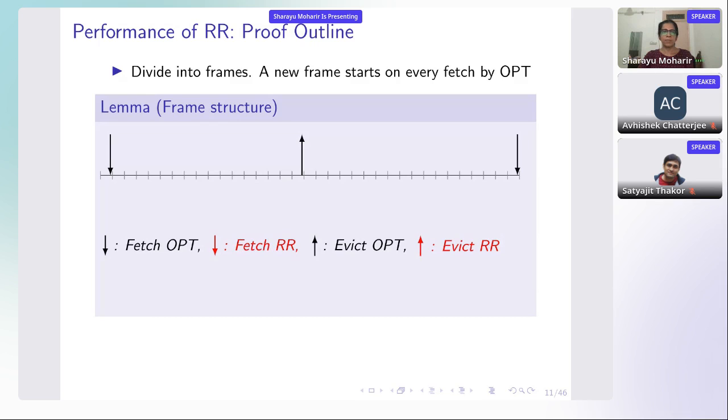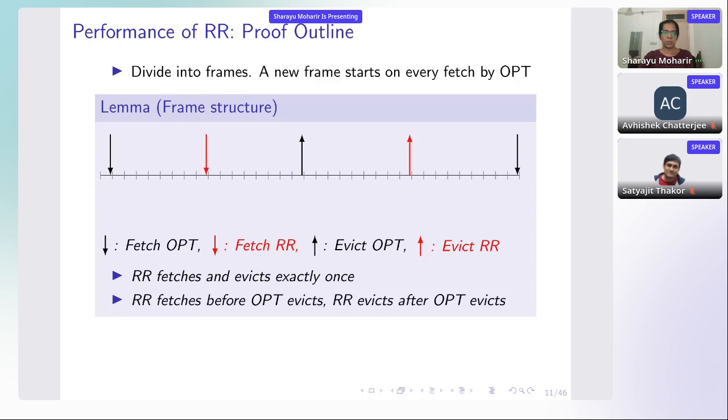Now, the first thing we show is that RR fetches and evicts exactly once in a frame. And more specifically, RR fetches before opt evicts, and RR evicts after opt evicts. So any frame has this particular structure: the first thing we have is a fetch by opt. Following this, we have a fetch by RR. Following that, we have an evict by opt, following which there is an evict by RR, and then the frame ends. And the frame ends just before opt fetches the service again. One way to interpret this frame structure is to conclude that RR is actually mimicking the offline optimal policy with a delay. And this is not entirely surprising given how RR works, because RR looks backwards and sort of corrects itself if it feels like it's made the wrong decision.